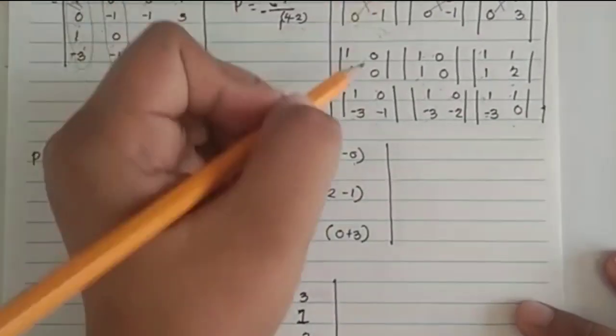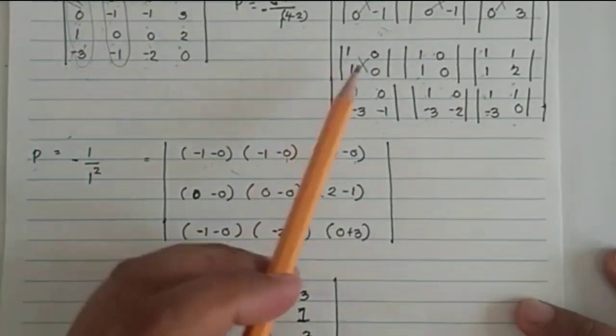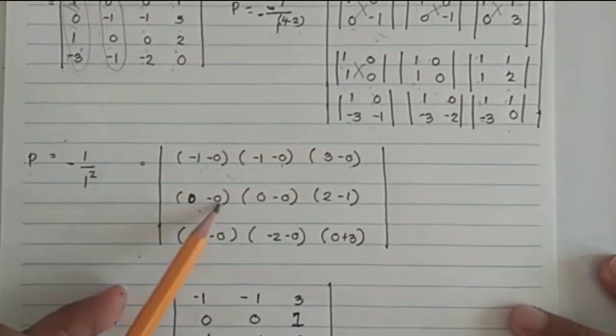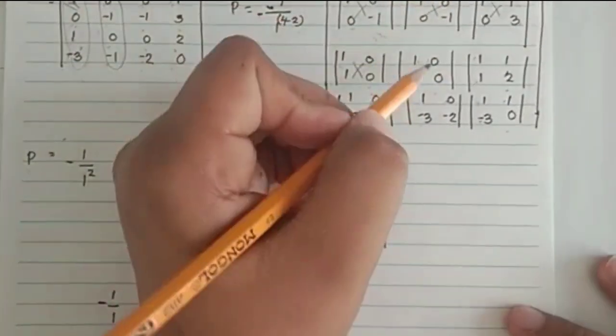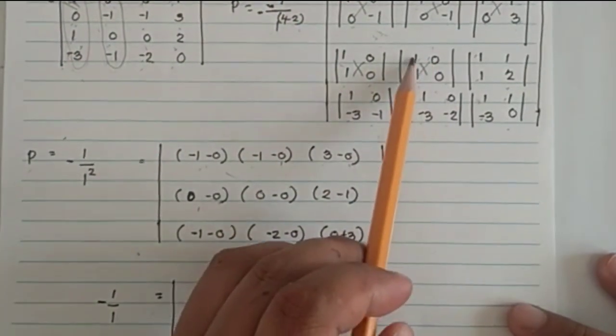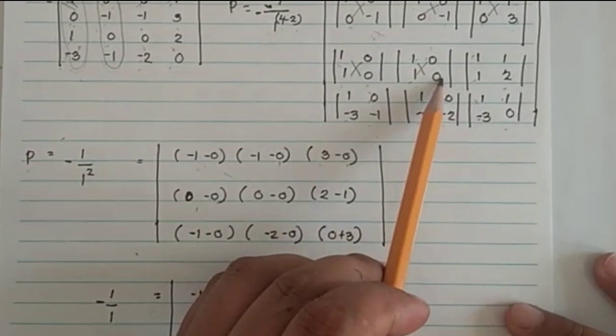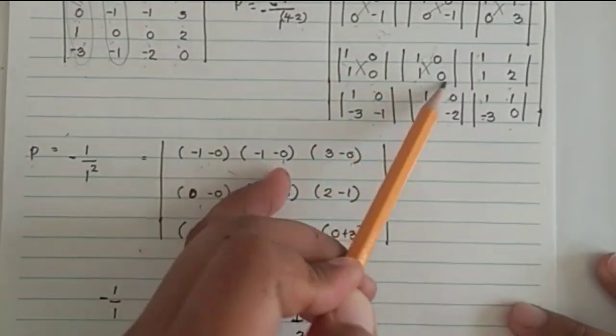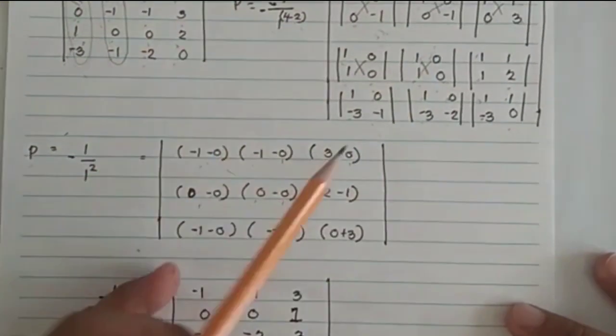Next, cross multiplication again. So 1 multiplied by 0 is 0, and 1 multiplied by 0 is 0. So same with the second data. Since we are multiplying by the value of 0, our answer is always 0. 0, 0. 1 multiplied by 0, 1 multiplied by 0.